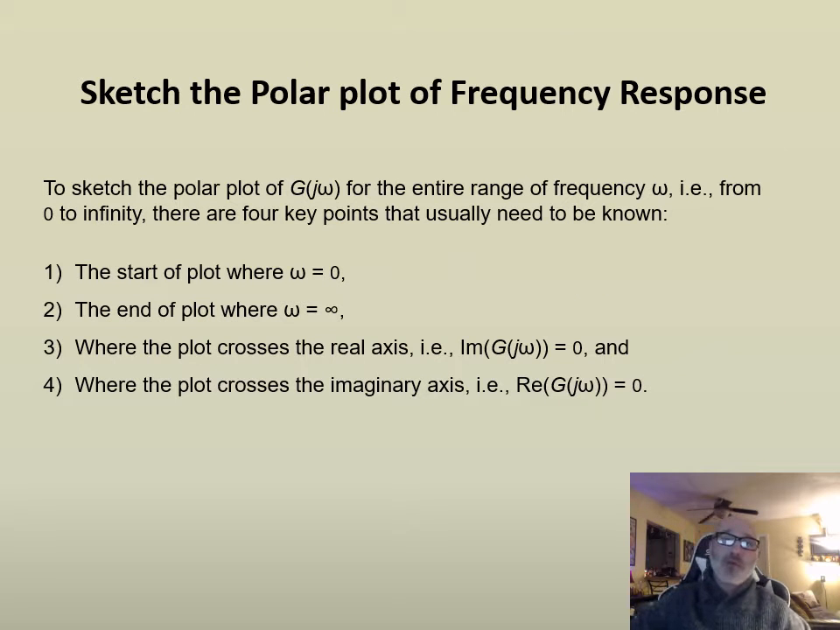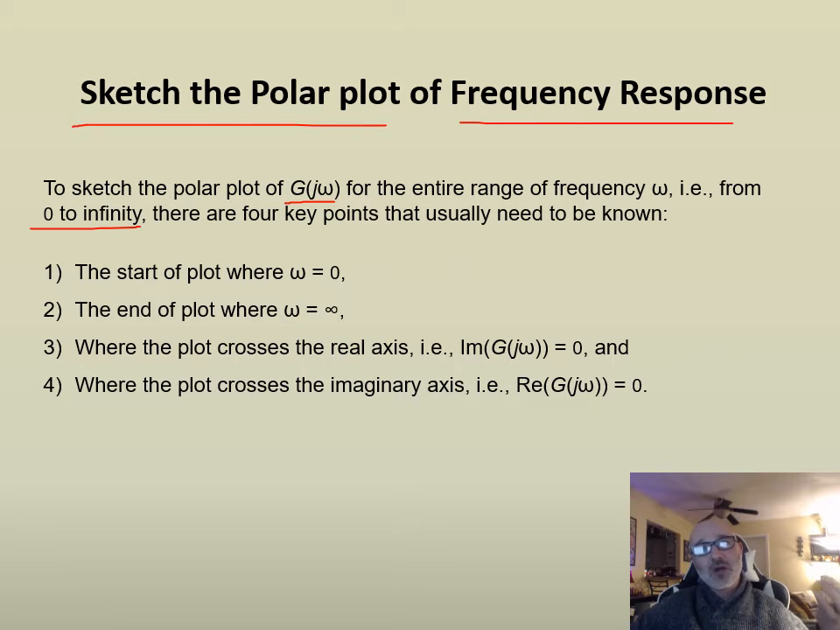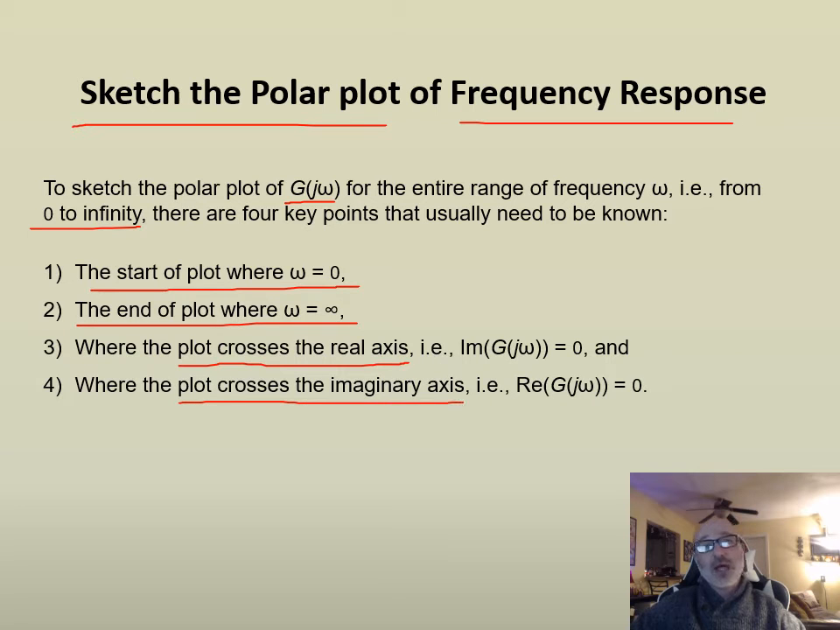As we think about doing this plot, we're going to sketch the polar plot of a frequency response, a polar plot of our G(j omega). For the entire range of frequency from 0 to infinity, there are 4 things that we really need to consider and know in order to do this. 1, the start of the plot where omega is equal to 0. 2, the end of the plot where omega is equal to infinity. Then we also need to know where the plot crosses the real axis and where the plot crosses the imaginary axis.